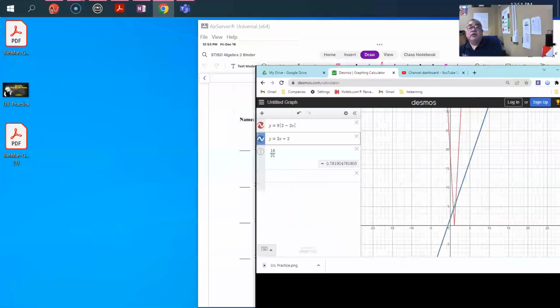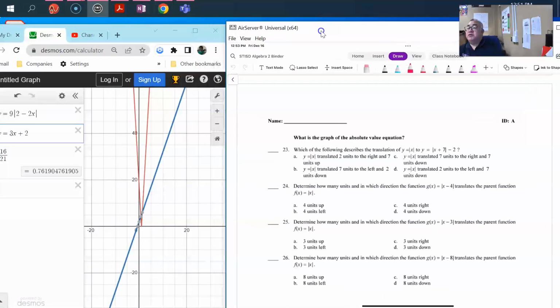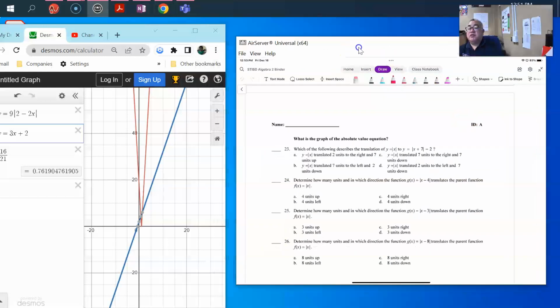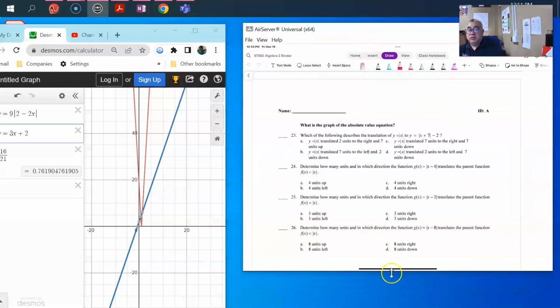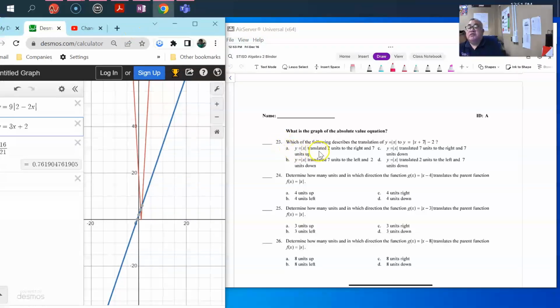Okay, we're going to go ahead and go to question number 23, and I'm trying to use Desmos here because I know most of you are using Desmos at home on your cell phone. So I'm going to go ahead and practice using it for a while. So it says 23, which of the following describes a translation?